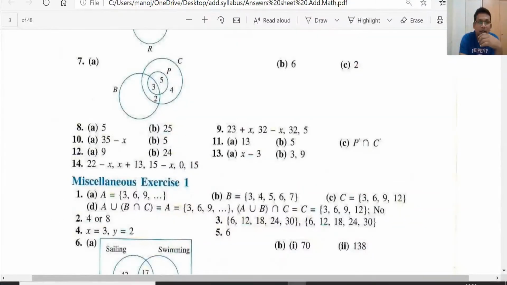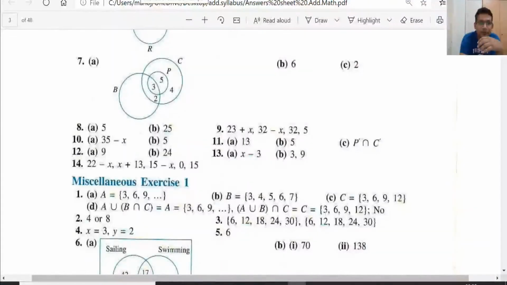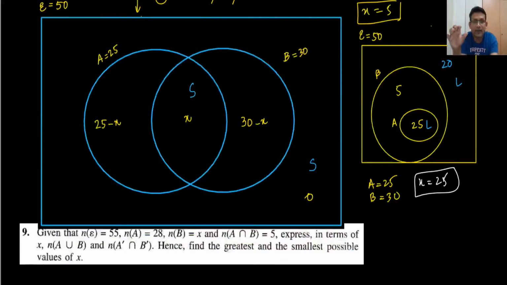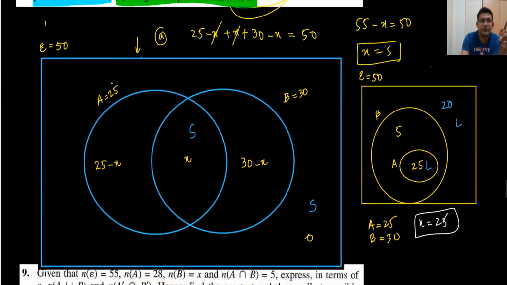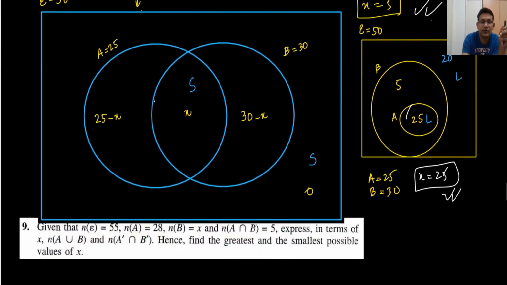Answers are, question number 8, 5 and 25. 5 and 25, and we have done it. Absolutely right. The answer is coming here 5. Answer is coming 5 here. 5 and 25. Let's move to the second part.